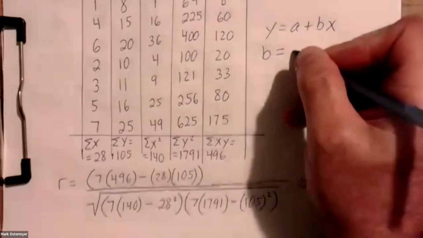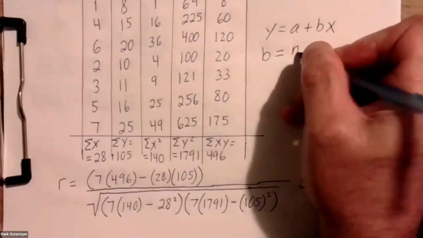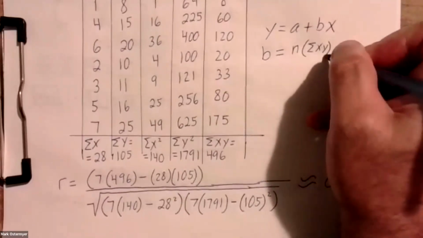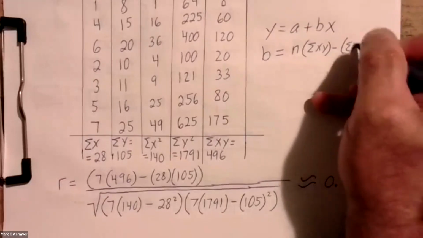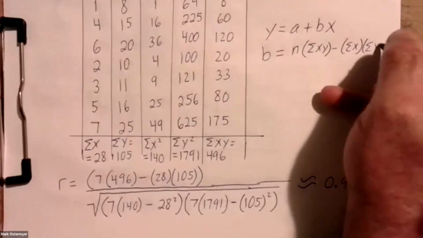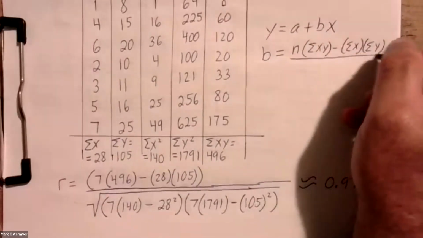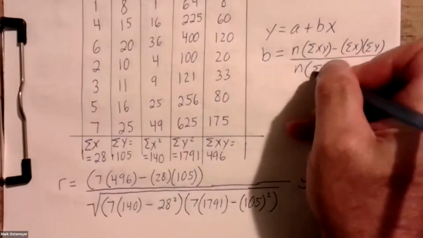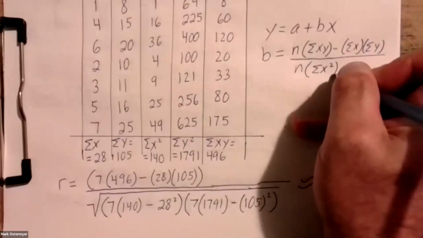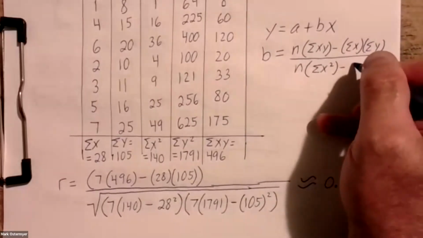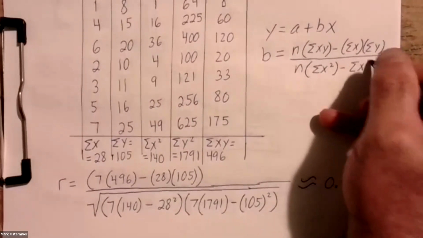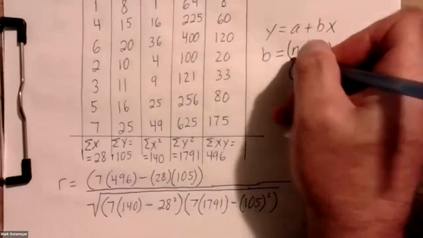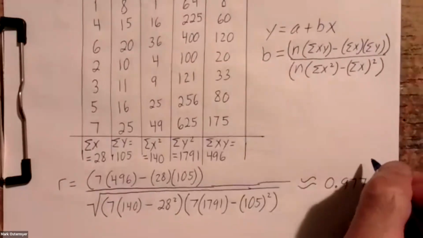Okay, here it is. It's n times the sum of xy minus the sum of x times the sum of y. And this is all divided by n times the sum of the squared x values minus the square of the sum of x. Make sure you enclose this all inside parentheses. That'll give you b.